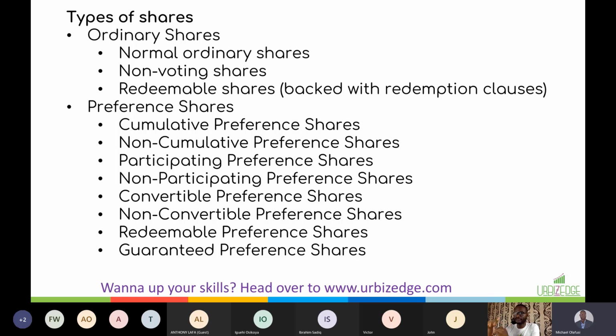The clauses could be tied to profit, that if you exceed a profit of this amount, then whatsoever dividend that is declared must also come to the preference guys. So what that means is that they will get their guaranteed dividend that is tied to the original investment. Then they will also get dividends that normally only ordinary shareholders would have gotten, dividends that are tied to the profit. So that's participating preference shares.